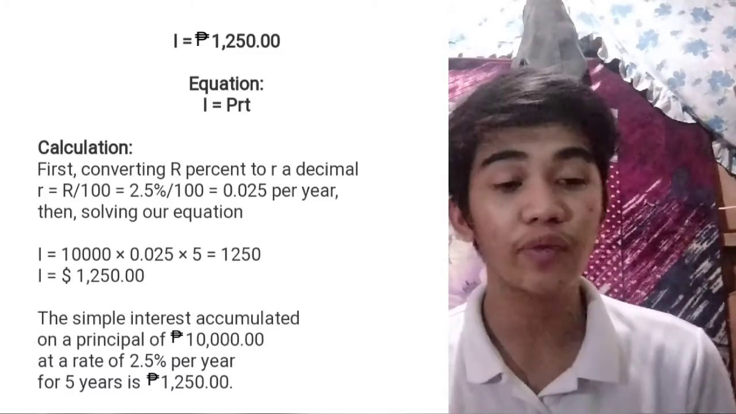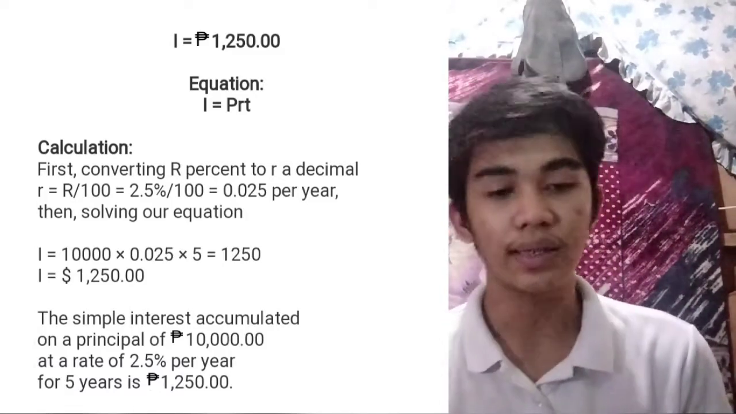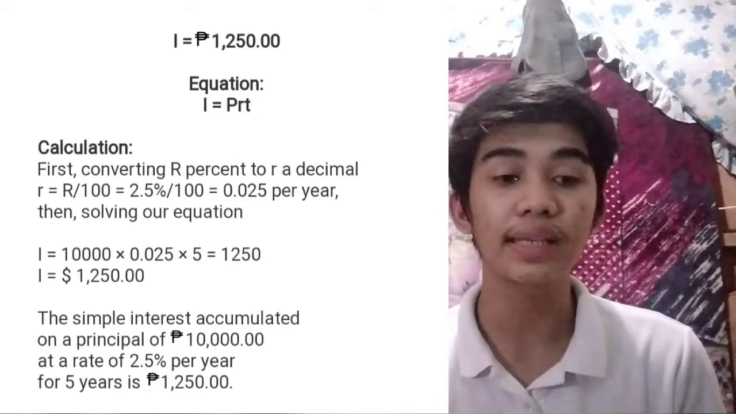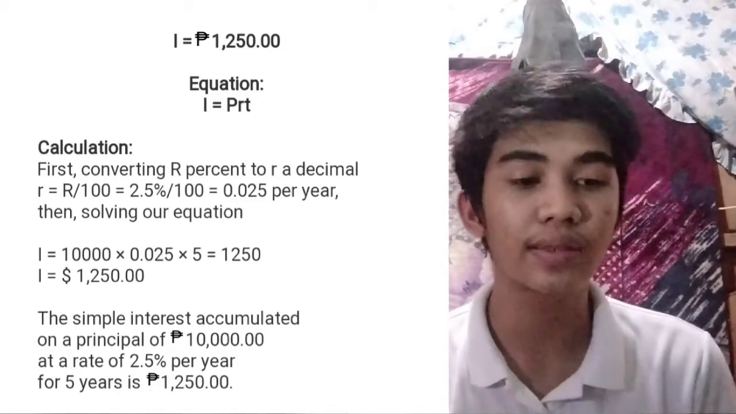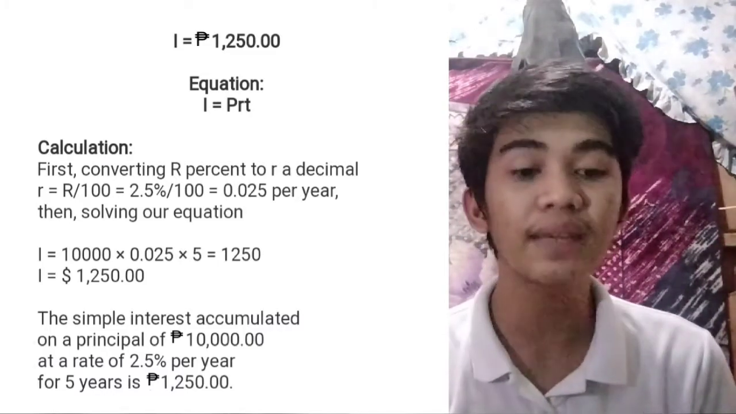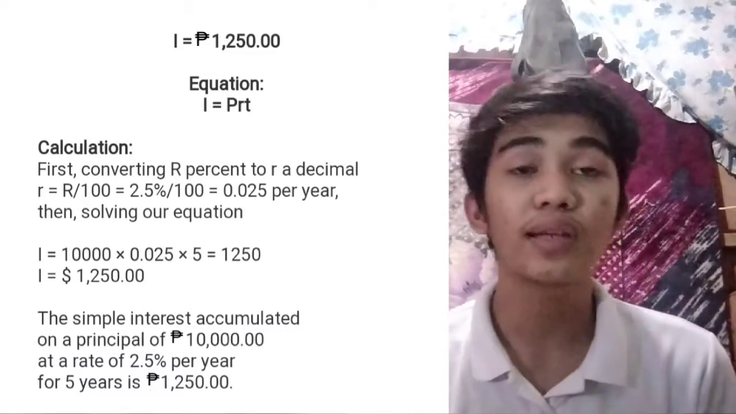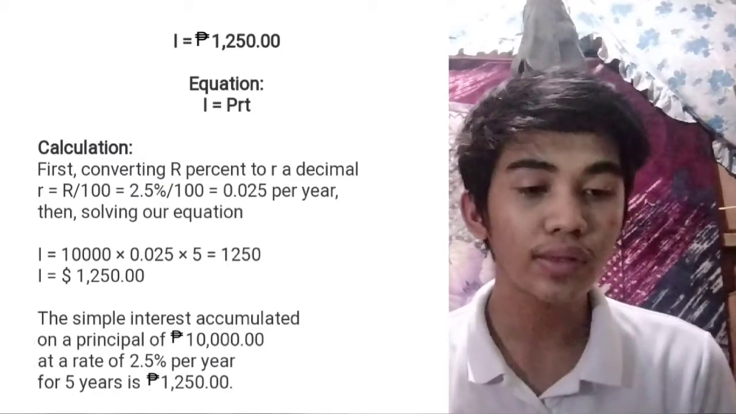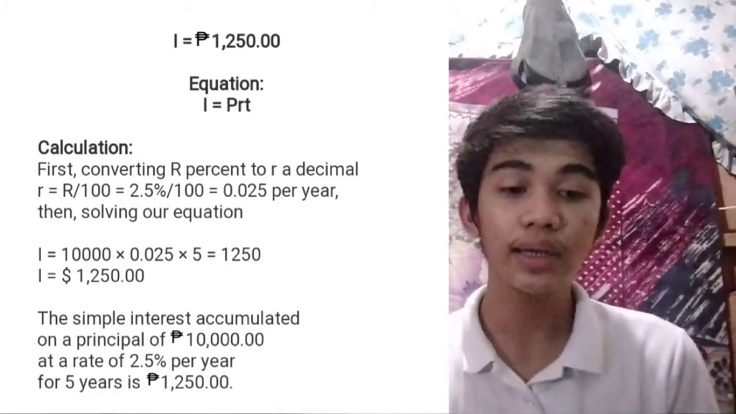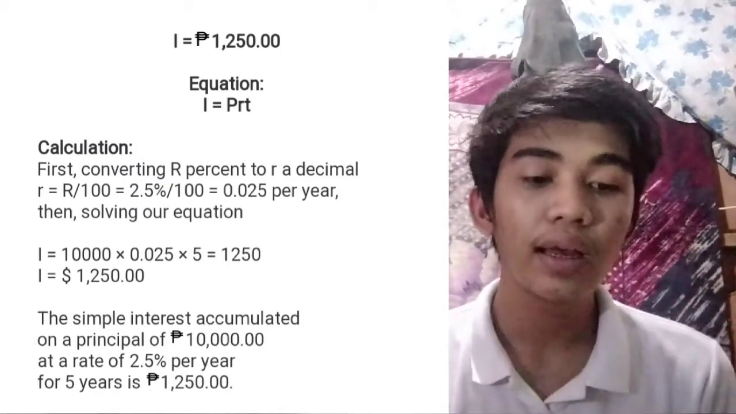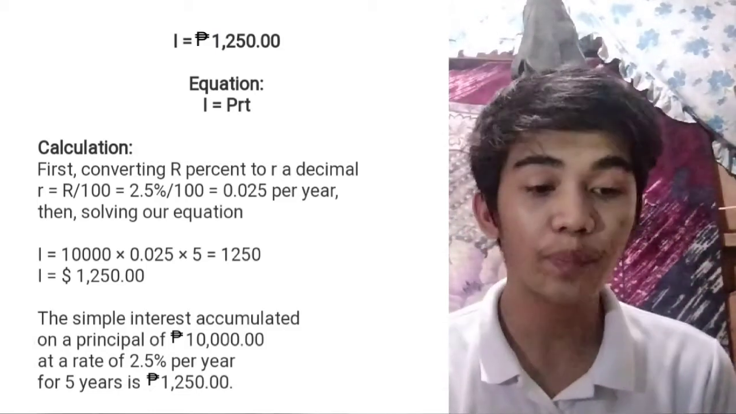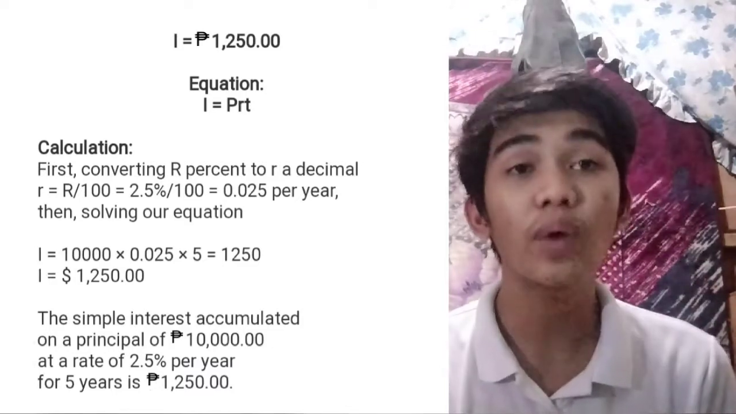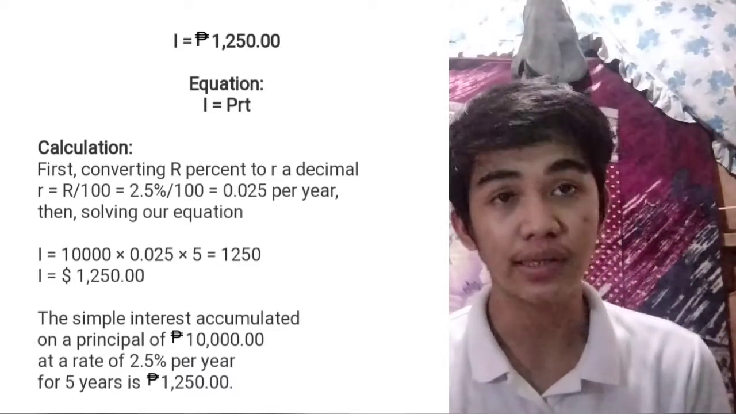Next, substitute the given values into the equation I = PRT. So we get I = 10,000 times 0.025 times 5. Let's simplify further. So 10,000 times 0.025 is 250, times 5 is 1250. So our interest is 1250 pesos. Therefore, the simple interest accumulated on the principal of 10,000 pesos at the rate of 2.5% per year for 5 years is 1250 pesos.